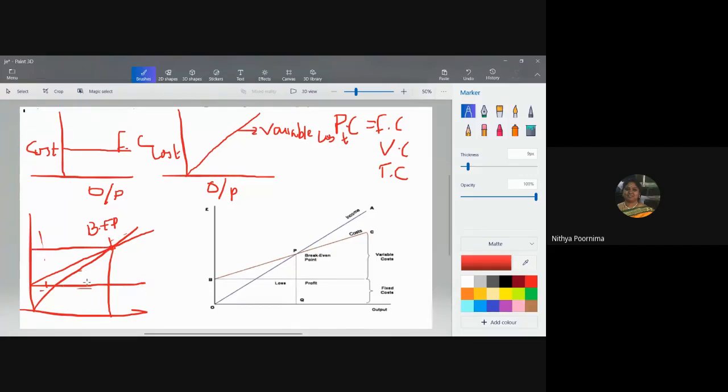What is this, boys? What does this line indicate? Fixed cost. It is fixed cost. What is this cost? What does this line indicate?